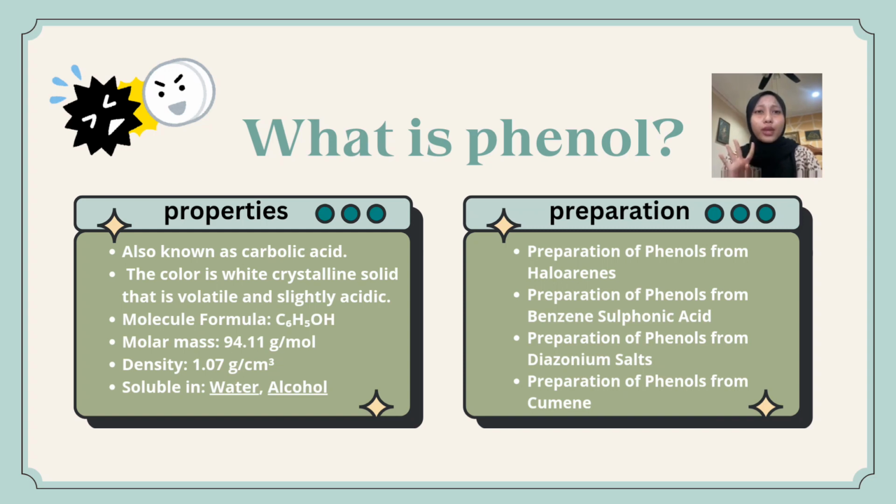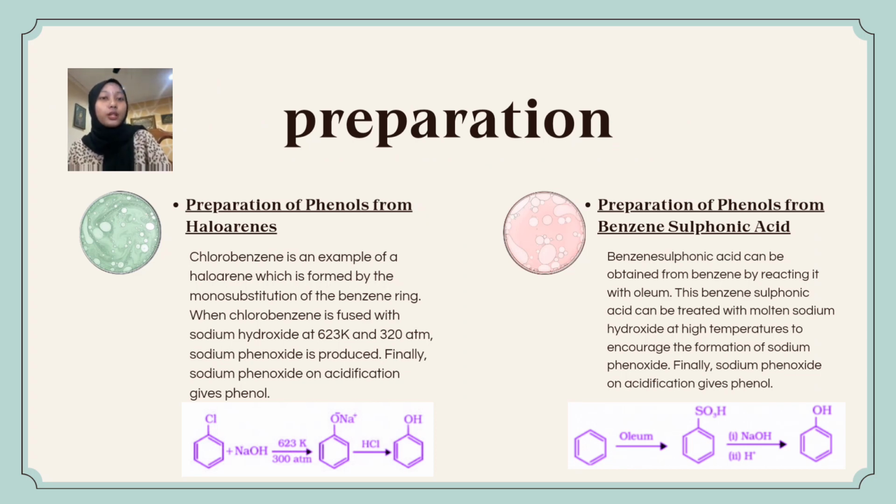There are 4 ways to prepare phenol. The first one is preparation of phenol from haloarene, and the second one is preparation of phenol from benzene sulfonic acid. The third one, preparation of phenol from diazonium salt, and the last one, preparation of phenol from cumene. So let's move on to the preparation.